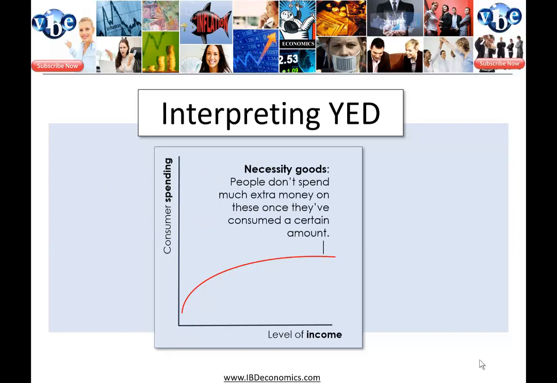For necessity goods, there's still a positive relationship here. Consumer spending is increasing as the level of income increases, but this time it's relatively flat. And this indicates that we're talking about a necessity good. People don't spend that much extra money on these once they've consumed a certain amount. There's only a certain amount of electricity we need. Keep the television on, keep the lights on, keep the phones charged. Income increases, our expenditure on something like electricity doesn't increase by that much.